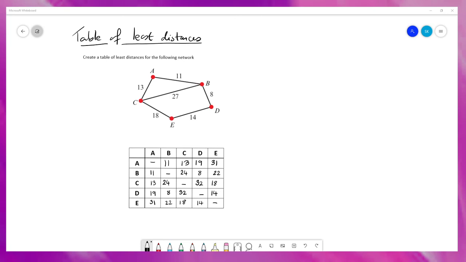Now, hopefully that wasn't too tricky. As I said, you might have to do an algorithm first to find that. You might have to do it yourself, like we've just done here, or you might just be given it. Either way, once you have this table of least distances, you can then go forward and apply the next set of algorithms to find some form of solution to the travelling salesman problem.